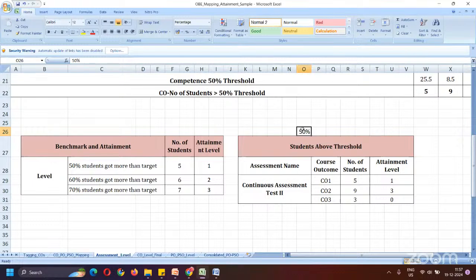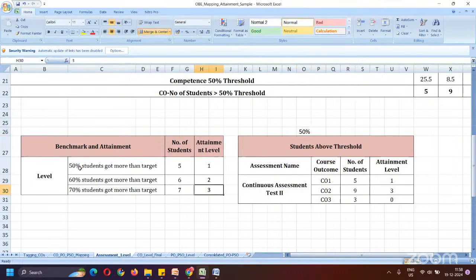You define this benchmark based on the capability of all your students. You're setting this benchmark for all the students, which means you're telling that all the students in my class will score 50% of the particular mark. If they have all scored 50%, then your attainment is 1. If 60 percent of your students have scored, your attainment level is 2, and if 70% of your students have secured the 50% benchmark, then you call that attainment level 3.